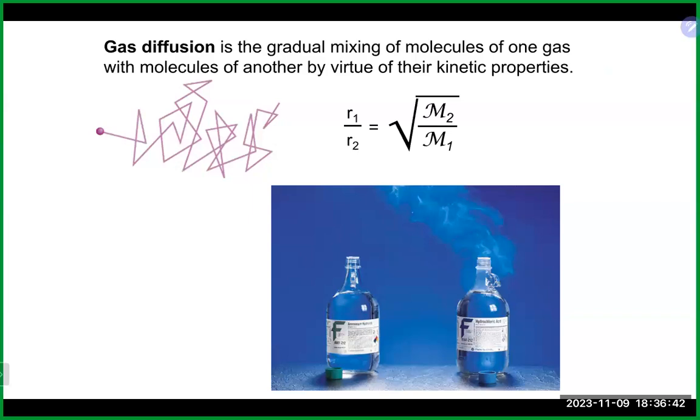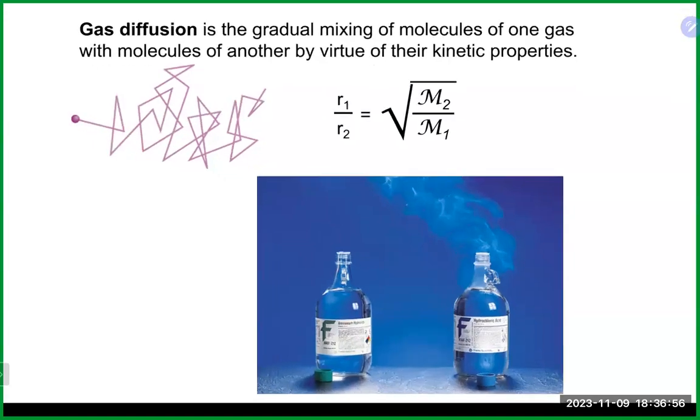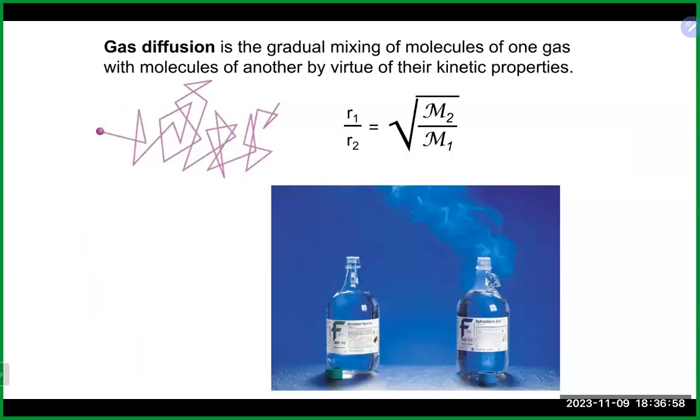Gas diffusion is the gradual mixing of molecules into one another based on their kinetic property. So we have some hydrochloric acid over here, and a little ammonia over here. I guess blue would not be a good choice of color there, let's try red. We got some ammonia over here and some hydrochloric acid moving over here. In this case, they're going to mix to make a little ammonium chloride, which is the white sort of powder, or fumes, that we see there.